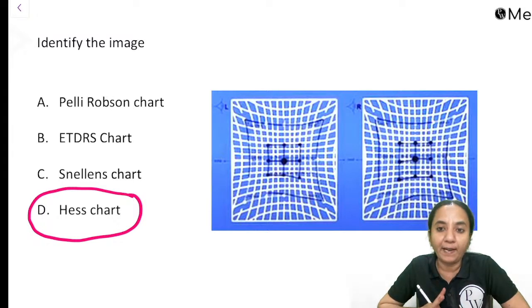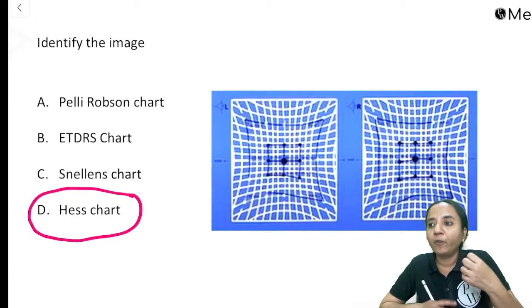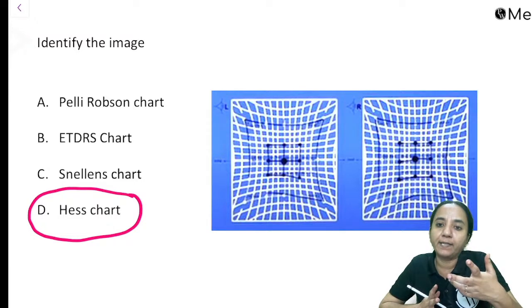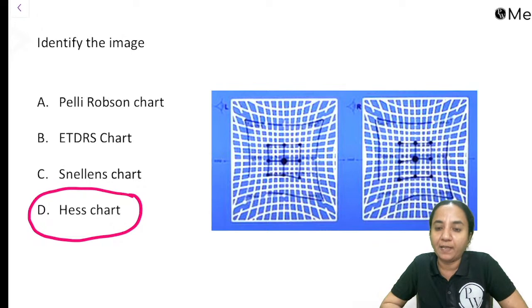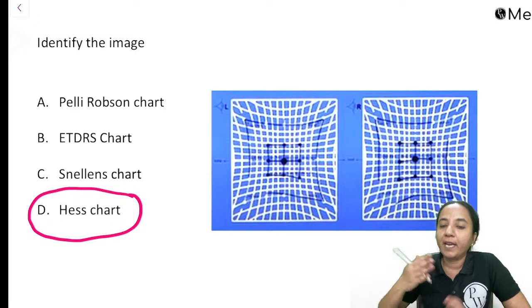For example, if you have a sixth nerve palsy, or for example, if you have SOP, that is fourth nerve palsy, then this may help and aid in the diagnosis, and also see if the person is recovering. Then you do a serial Hess charting to see the course of the recovery. So this is used for identifying paralytic squints. Okay, so this is your Hess.